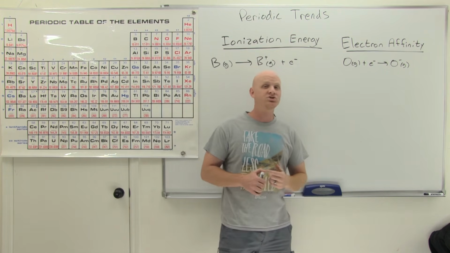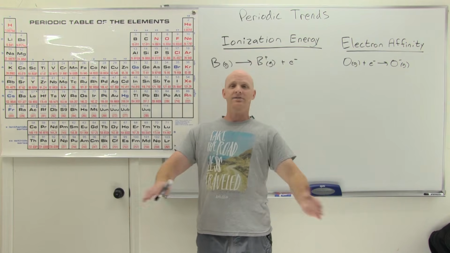All right, so we'll start with the general trend for ionization energy, and it is exactly the opposite of atomic radius.